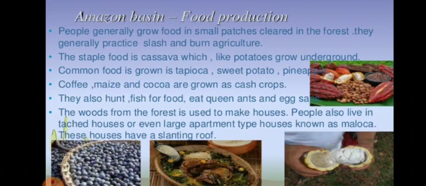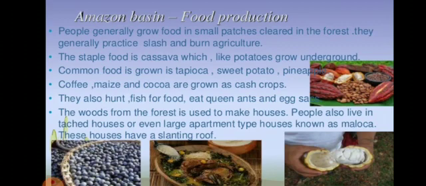Apart from agriculture, people of this area also hunt and fish for food, and eat queen ants and eggs. The wood from the forest is used to make houses. People lived in thatched houses or even large apartment-type houses known as maloka. These houses have slanting roofs.